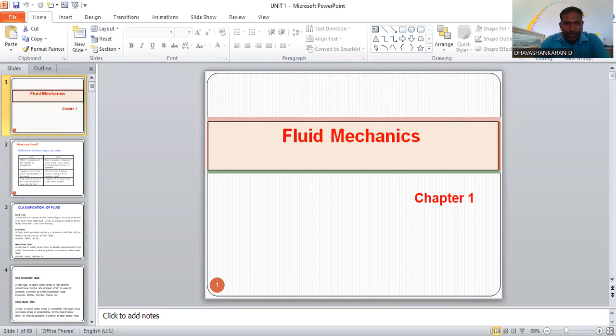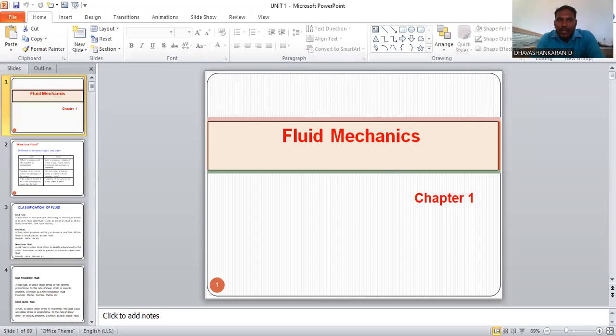Today my session is on the basics of fluid mechanics. I have discussed the classification of fluids. The first topic is the classification. Generally, fluids can be classified into five types. The first one is the ideal fluid, then the real fluid, the Newtonian fluid, the non-Newtonian fluid, and then the ideal plastic fluid.